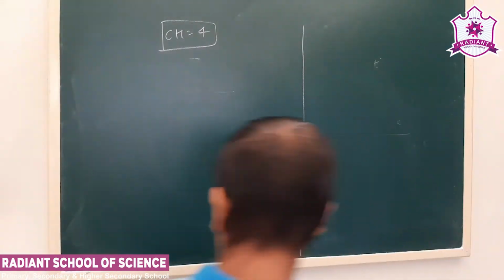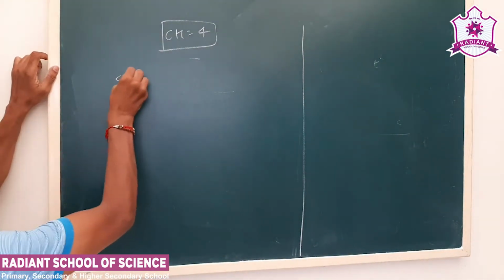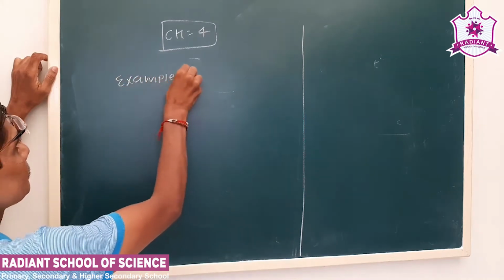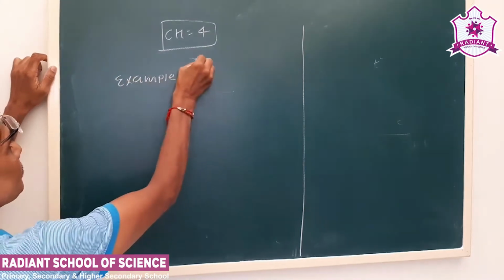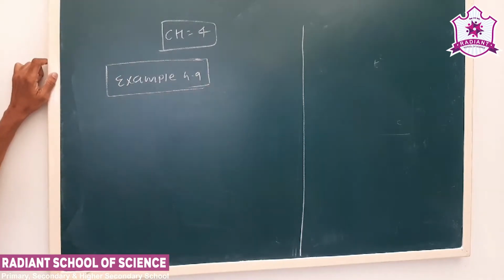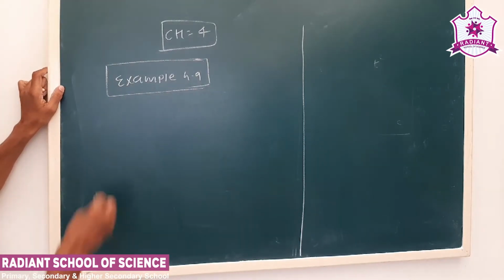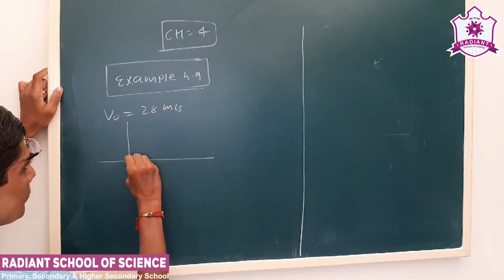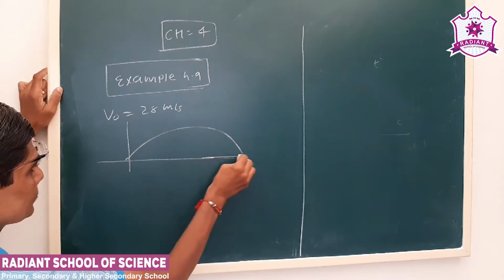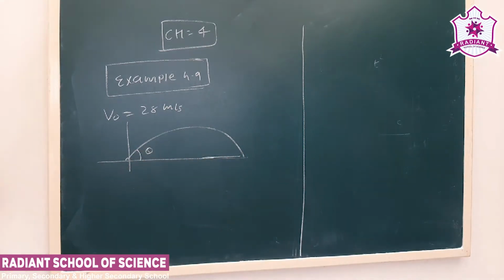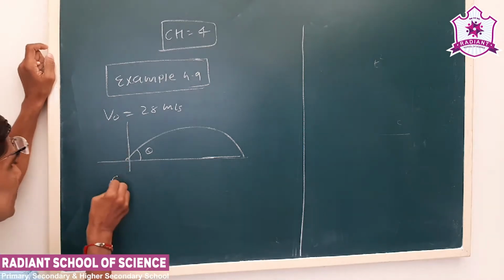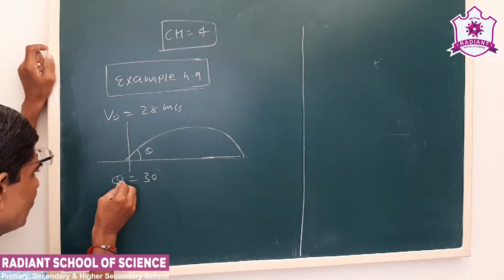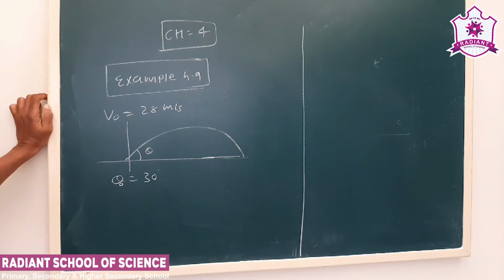Now this is related to projectile motion. A cricket ball is thrown at a speed of 28 meter per second, like this. Theta, or theta 0, is the angle of projection. Theta is 30 degrees. What you have to find out? First, the maximum height.